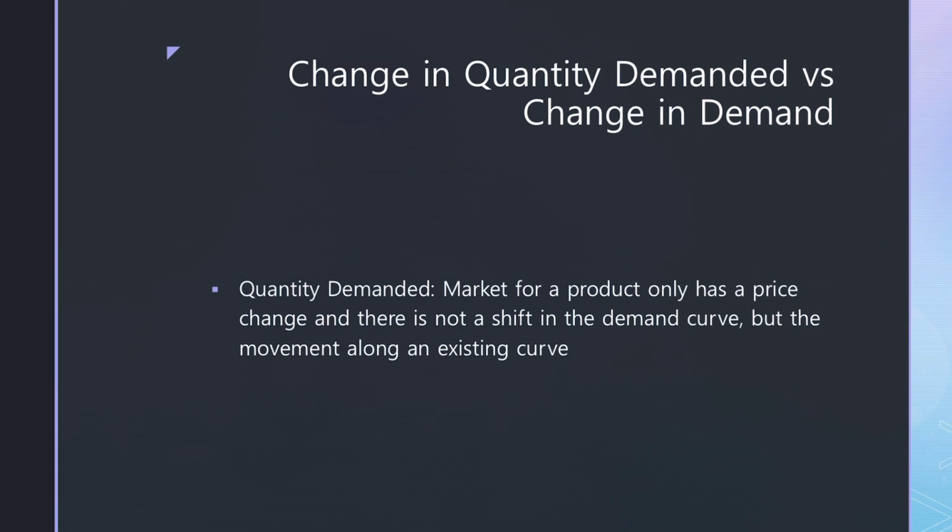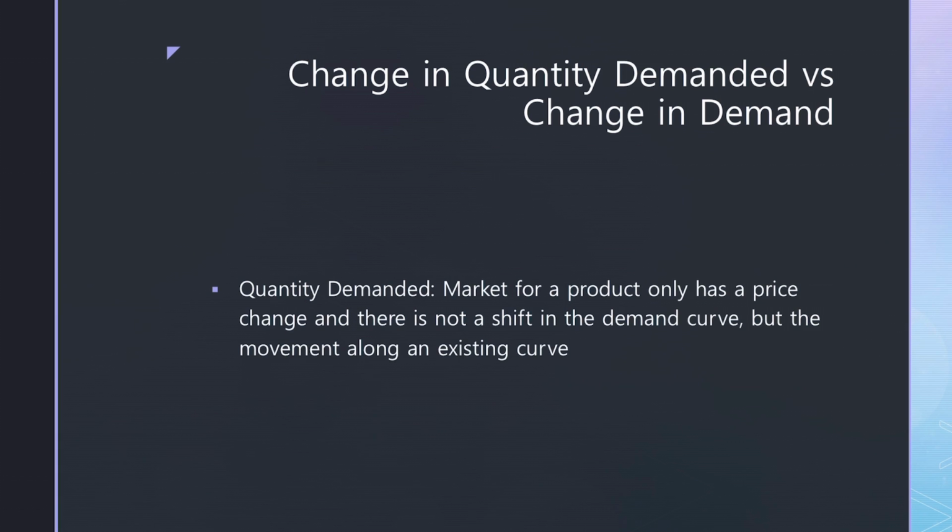But before we go on, we have to know the change in quantity demanded versus the change in demand. So we looked at demand, but what is quantity demanded? Quantity demanded is when the market for a product only has a price change and there is no shift in the demand curve, but a movement along the existing curve. So if you have a demand curve, a change in quantity demanded means a point moving to another point.